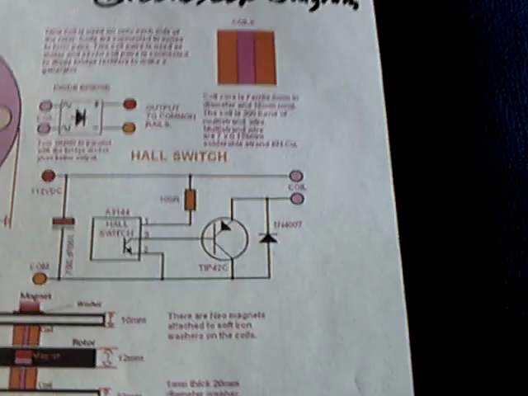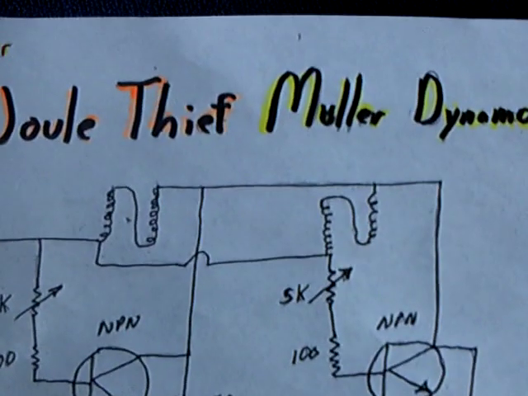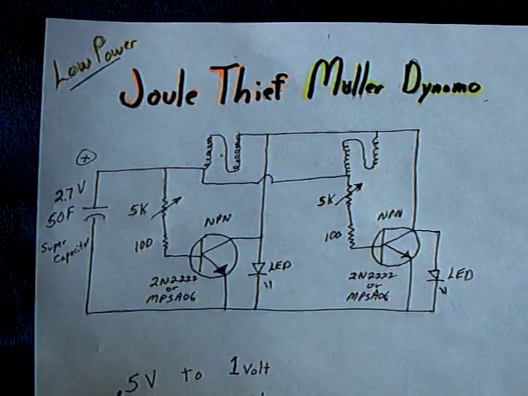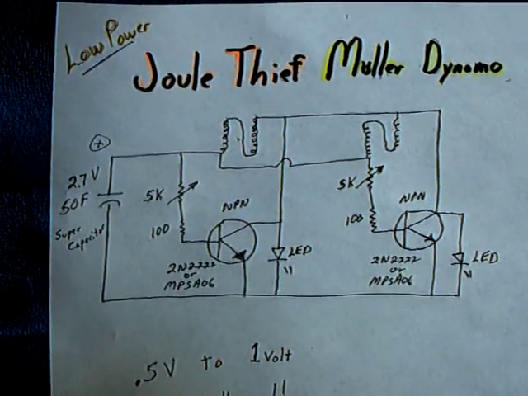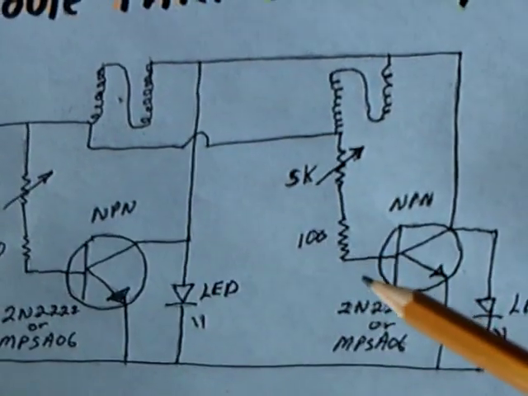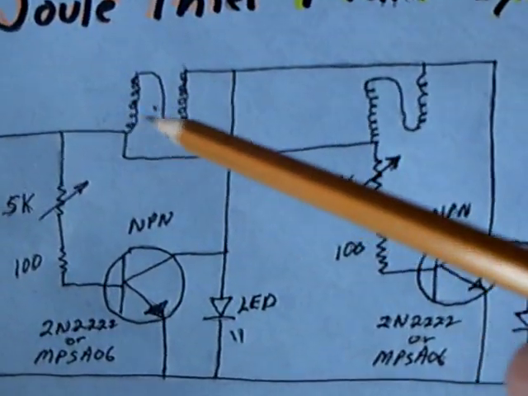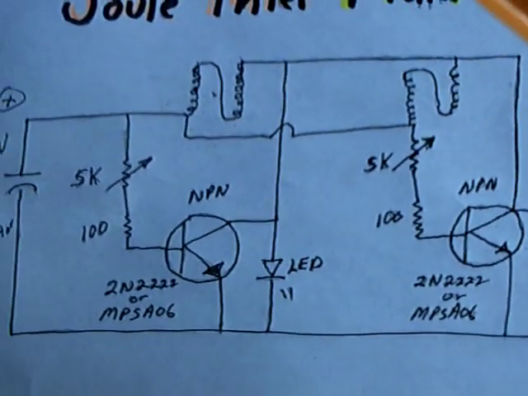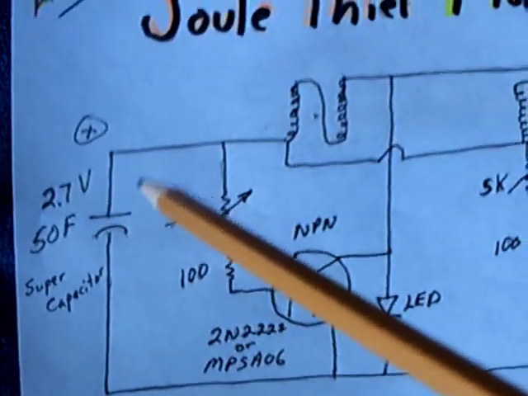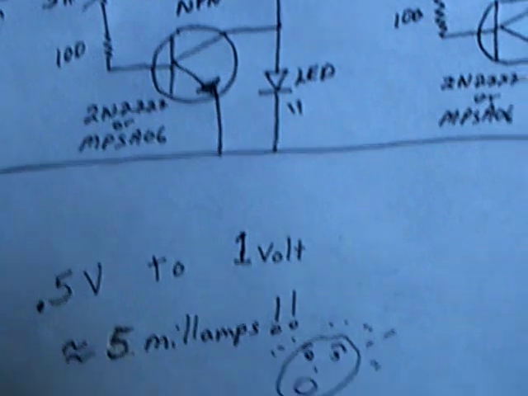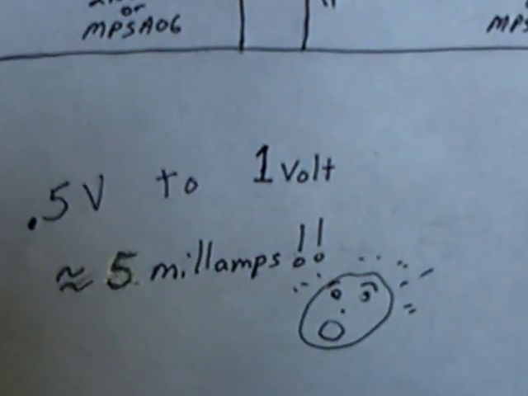So I decided, well, you know what, there's probably other circuits that'll work on this little thing here. And there are. And I found out it'll work with the Joule Thief circuit. So I'm calling this the low power Joule Thief Muller Dynamo. And all it is, it's two Joule Thieves paralleled on the two drive coils of the Ramiro design. And I've got a super cap as the front end source. And then the low power is unbelievable. It's half a volt to 1 volt at about 5 milliamps, and there it is running.